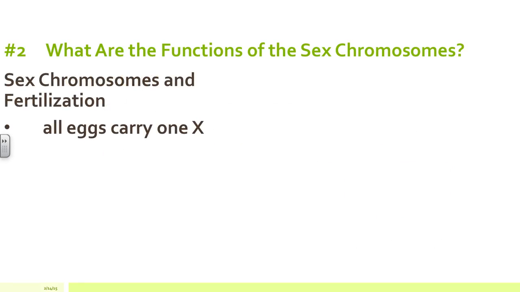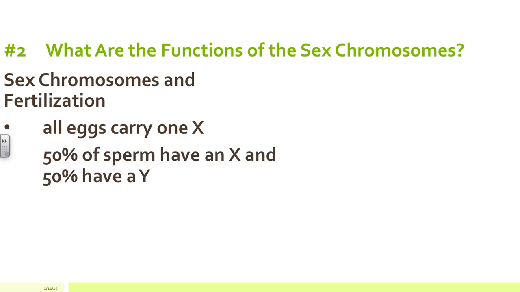So, as far as sex chromosomes and fertilization are concerned, all human moms, all of their eggs have X's in them. 100%. All their eggs carry 1 X inside. But that's different with the dad. 50% of his sperm have an X and 50% of his sperm have a Y.